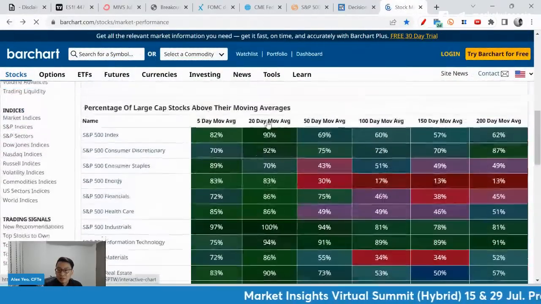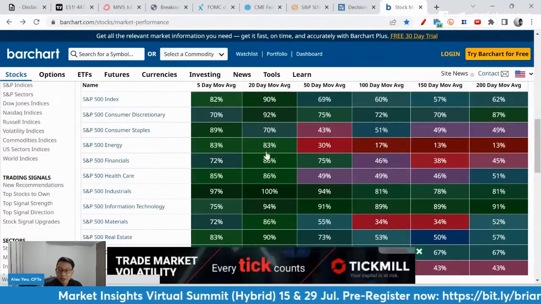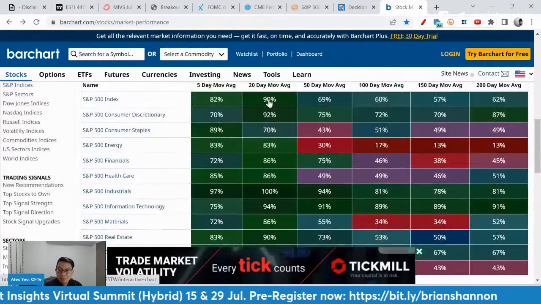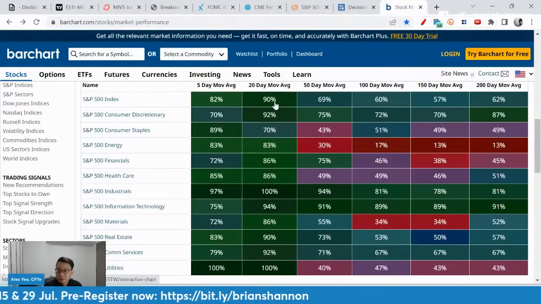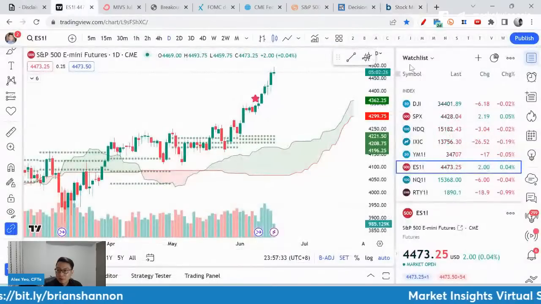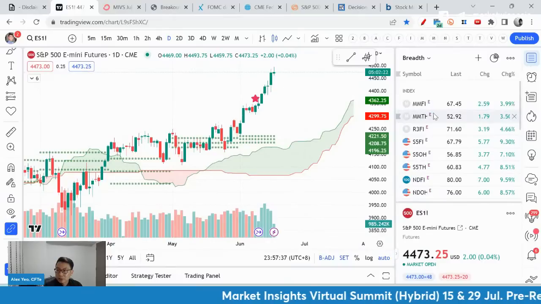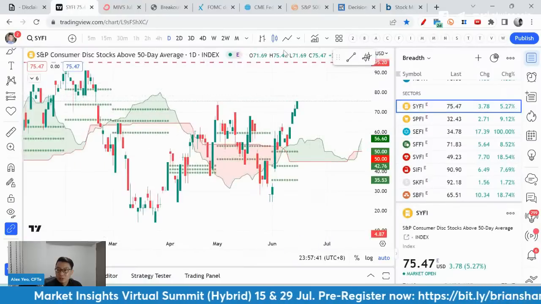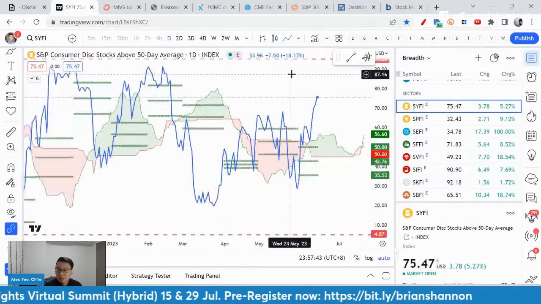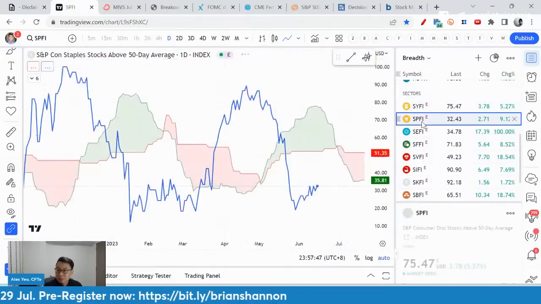the 20 days moving average. You can see that most of it is above 80 to 90%, so it is actually pretty overextended over here. So this is the market breadth that I put in my TradingView. For example, this is the consumer discretionary. You can do a line chart. All these are moving up, which means that a lot of stocks are participating as well.